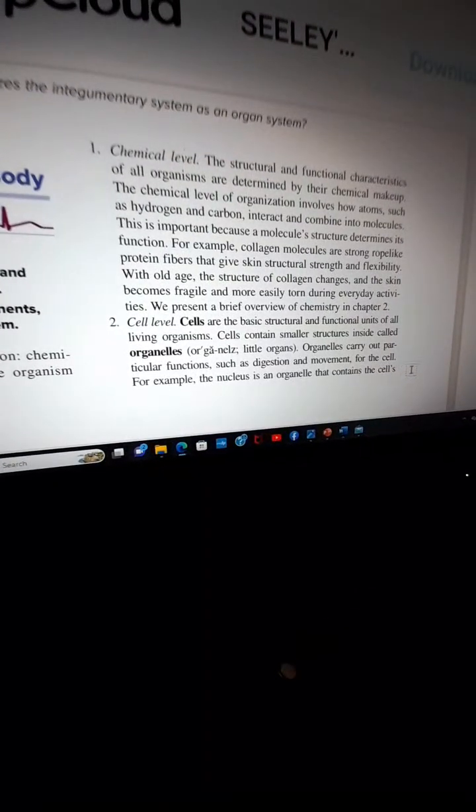The chemical level of organization involves how atoms such as hydrogen and carbon interact and combine into molecules. I gave you an example of water: 2 hydrogens, 1 oxygen, H2O. That gives you water.